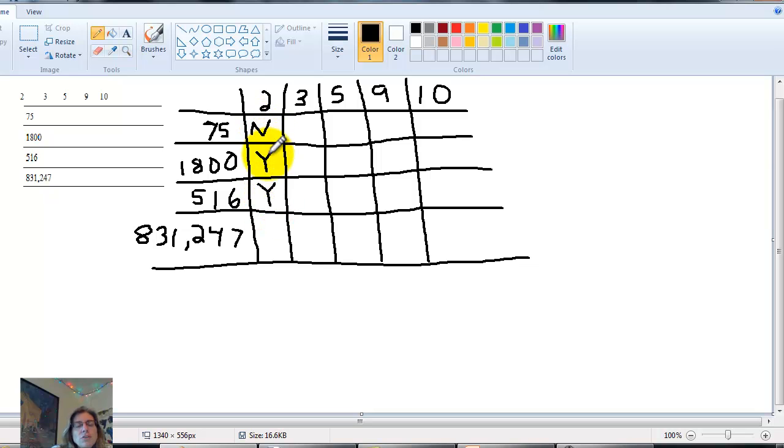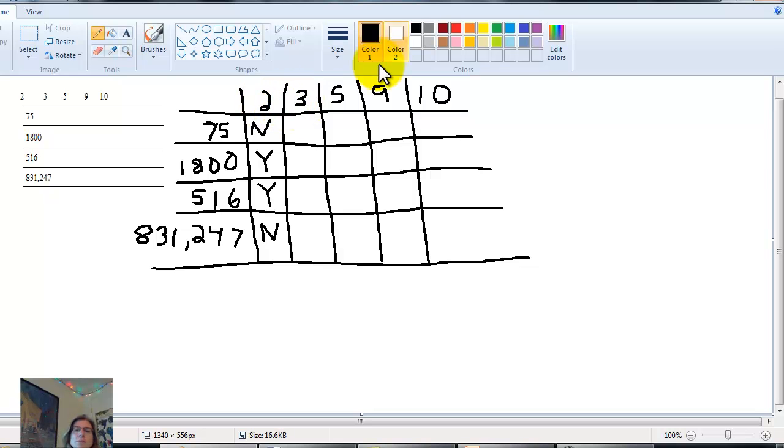So notice how I'm filling this chart out. It's yes, no in the squares. So here's a big long number, 831,247. Ends in a 7, which is not an even number. It's not a 0, 2, 4, 6, or 8. So it is not divisible by 2.